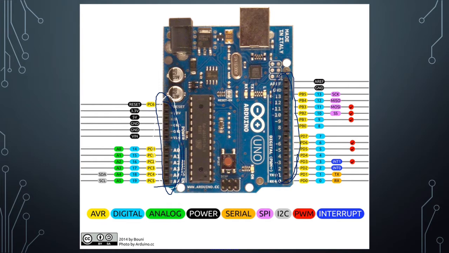You can see the ones on the left: there's ones called reset, 3.3V, 5V, G and D for ground. We have ones towards the bottom that start with an A, and on the right side we have our numbered pins. And then we have some other things on the board that I want to draw attention to.